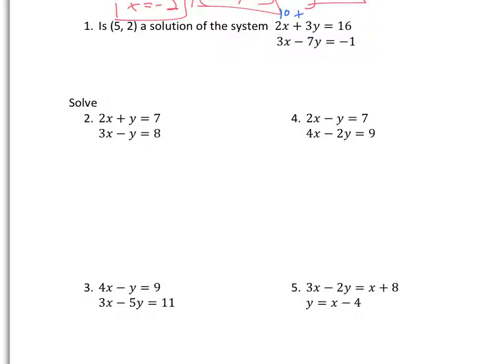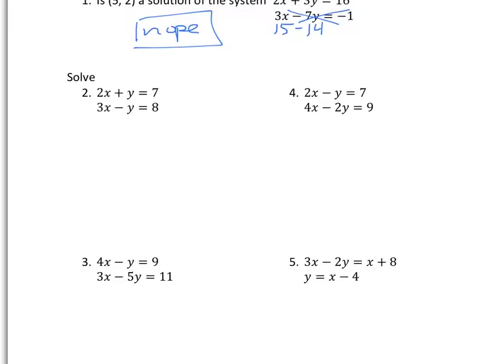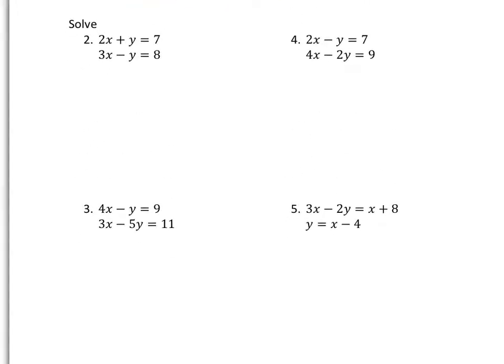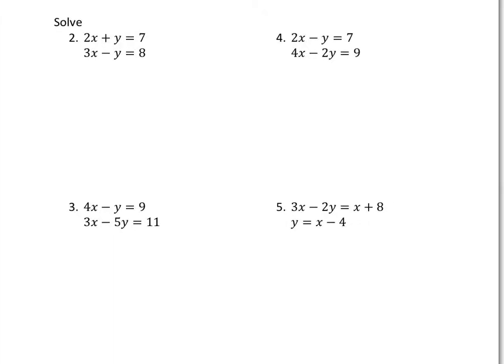And 2 times 3 is 6. Does 6 plus 10 equal 16? Yes, it does, so it works in the first one. The second one, we've got 15 minus 14 equals negative 1. That's not true, actually. So this one does not work, so the answer is no. It does not work. Alright, we've got 4 more systems we're going to go through just to see how these work, and then we'll be done.